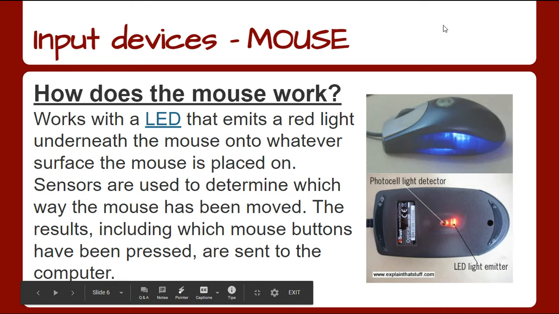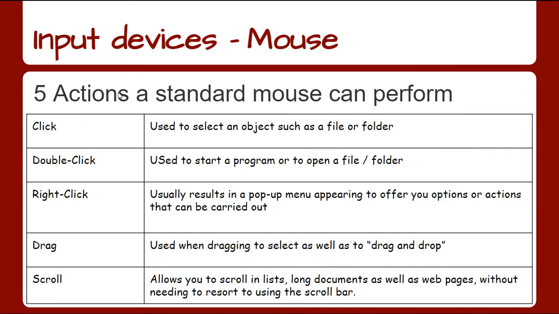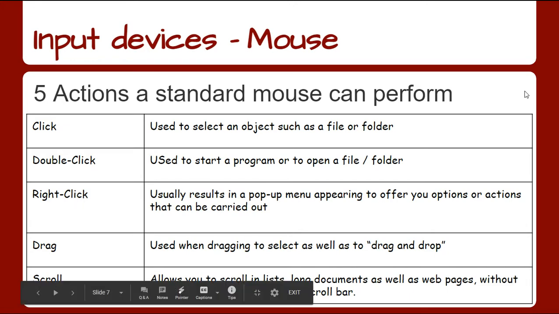The mouse. How does the mouse work? It works with an LED. So that would be the little light underneath that emits a red light onto whichever surface the mouse is placed on. Sensors are used to determine which way the mouse has been moved. The results, including which mouse buttons have been pressed, are sent to the computer. 5 actions that one would expect a mouse to be able to do: click, double click, right click, drag, and scroll.